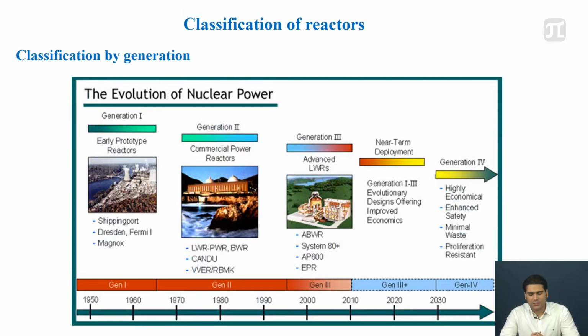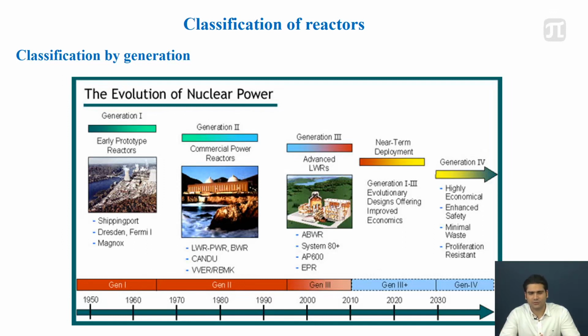We can classify nuclear power plants into different groups based on different parameters. For example, classification by type of coolant, classification by type of moderator, or other things. But here, in nuclear hydrogen production, we are going to go through the classification by generation. What does it mean? We have different generations of nuclear reactors.